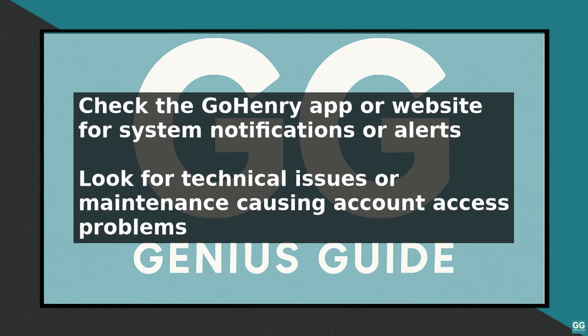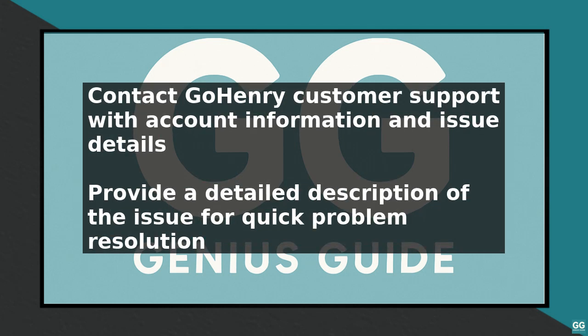If none of these steps resolve the issue, contact GoHenry customer support for further assistance. They can help troubleshoot the problem, provide additional guidance, and resolve any technical issues. When contacting support, have the child's account information and a detailed description of the issue ready. This will help the support team quickly identify the problem and provide a solution.